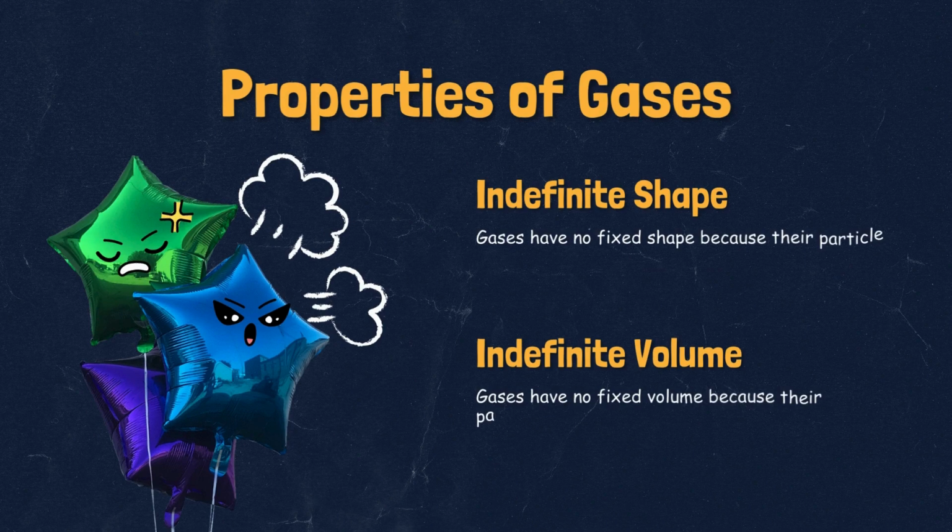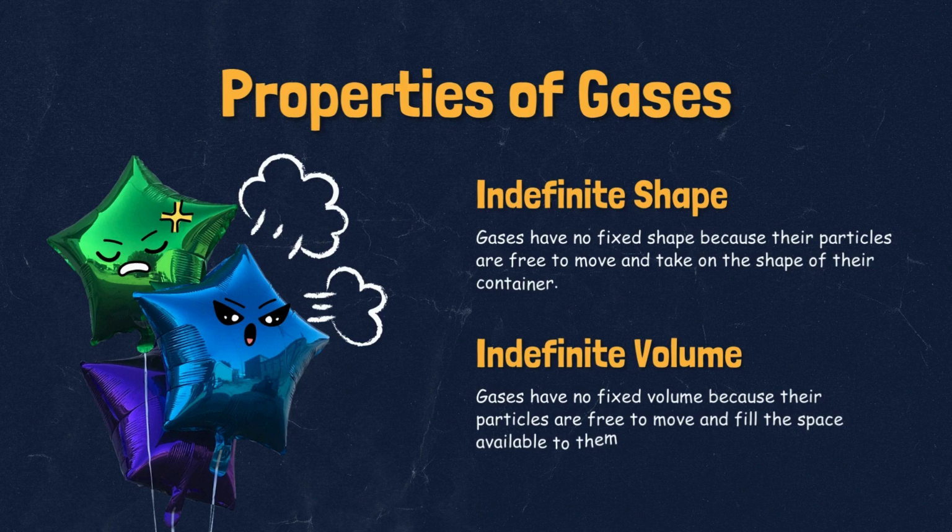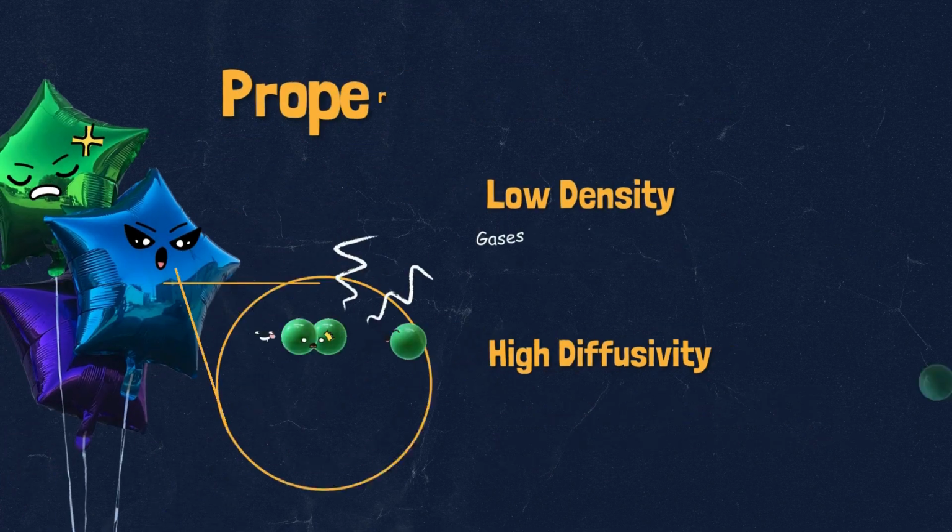Properties of gases: indefinite shape. Gases have no fixed shape because their particles are free to move and take on the shape of their container. Indefinite volume. Gases have no fixed volume because their particles are free to move and fill the space available to them, regardless of the size of the container.